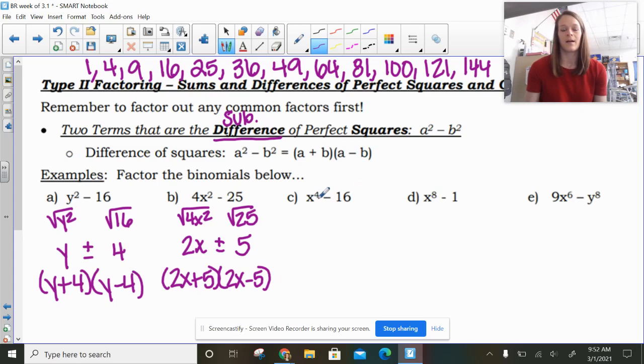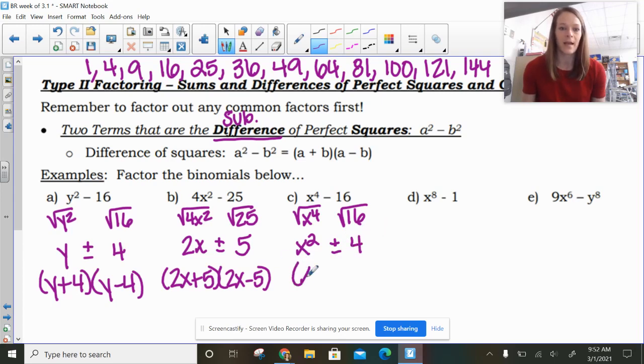Okay. And then again here. Let's do x to the 4th and then the square root of 16. When you're taking the square root of a number with a higher exponent, you just take half of that. So half of x to the 4th is x to the 2nd. The square root of 16 is positive or negative 4. So that'll be rewritten as x squared plus 4, x squared minus 4.